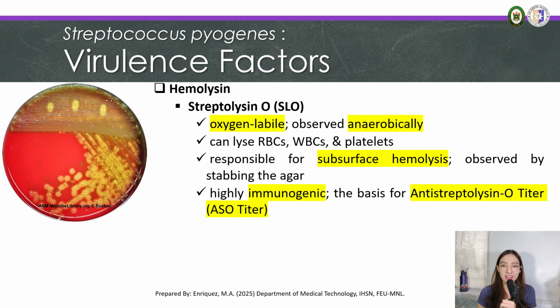These next virulence factors are referred to as hemolysins. These are the ones responsible for the beta hemolytic activity of Streptococcus pyogenes. So first up is streptolysin O, or SLO for short. Okay, so this is an oxygen labile hemolysin. What do we mean when we say oxygen labile? It means that it could only produce hemolysis under anaerobic conditions.